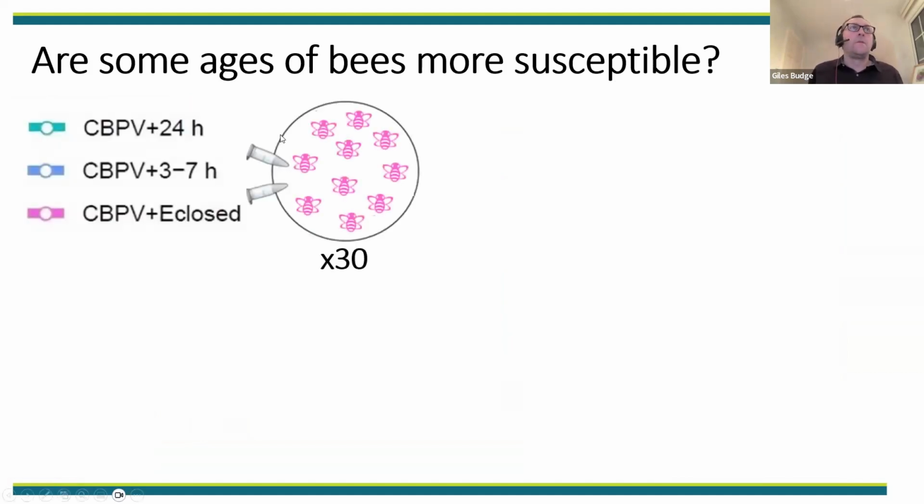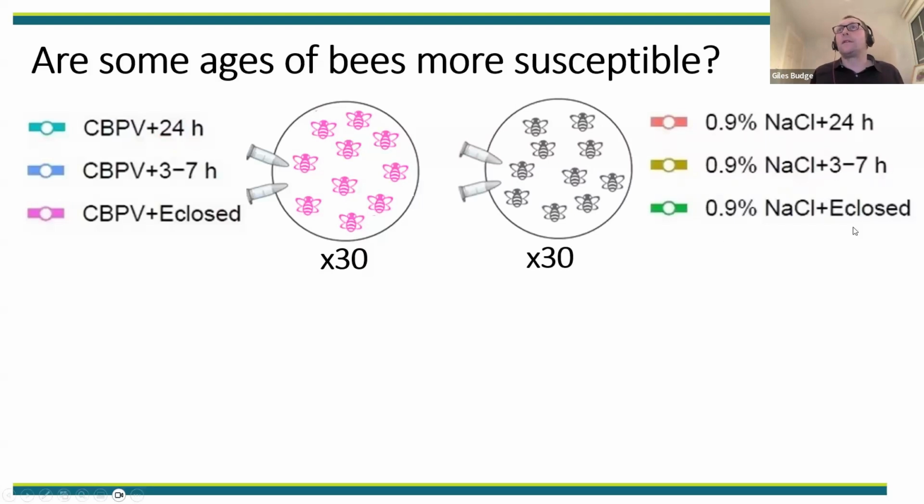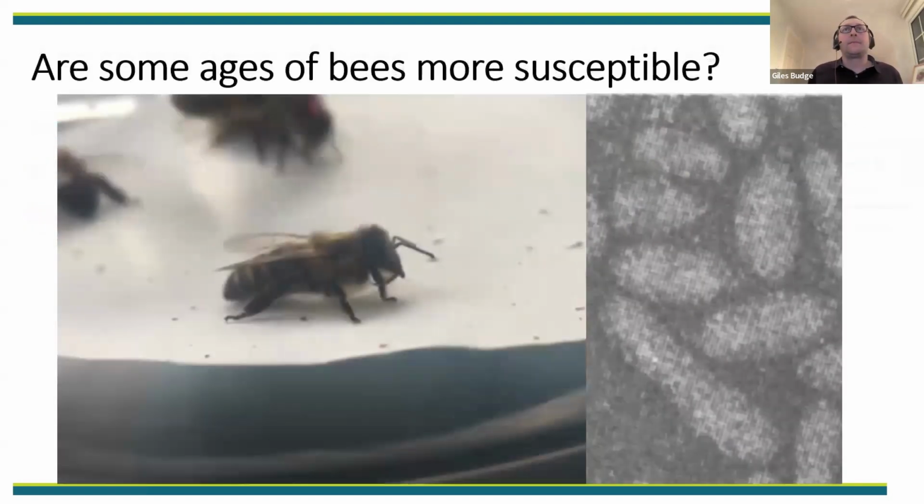So we've got 3 treatments here with chronic bee paralysis virus that have been added. We've got freshly eclosed bees here, bees that are 3 to 7 hours old, and bees that are 24 hours old. In other experiments, we also looked at 48 hours as well. They're put in little cages in pots, and they're compared to those that are the same ages, but fed effectively a very weak salt solution, like saline. And when we monitor, we basically monitor whether or not the bees go down with the disease.